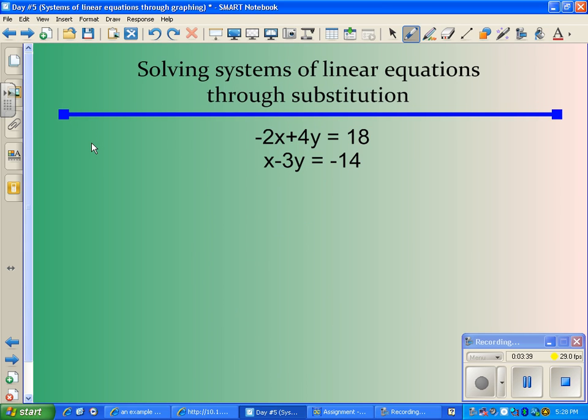We're not always going to have equations where y is by itself. So in this case, we have to get y by itself first, or x by itself. Because again, it doesn't matter which letter you get alone, you just have to isolate one of the letters.